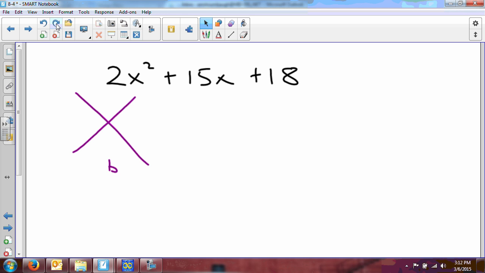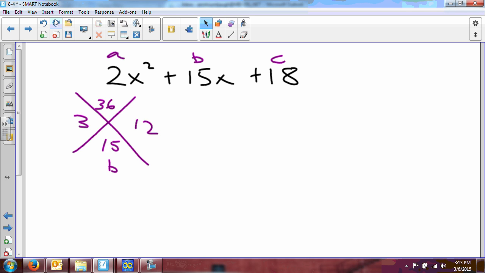Okay, if you remember, our B value went down here, and our top was A times C. A times C gives me 36, and then our 15 goes here at the bottom. Okay, so now we're looking for two numbers to multiply to 36 and add to 15. 36 and 1 doesn't work. 2 and 18 doesn't work. 3 and 12, that's what gets us multiply to 36, add to 15.